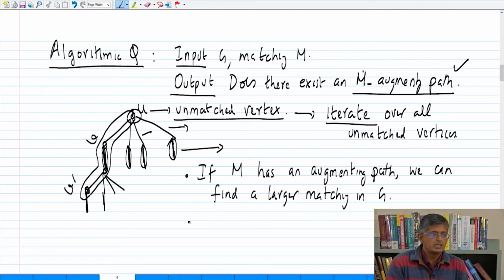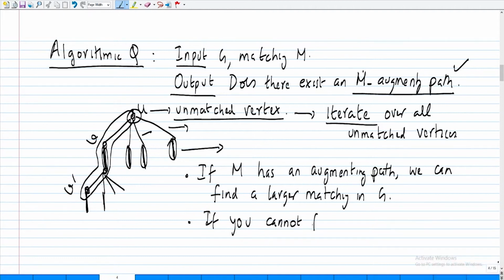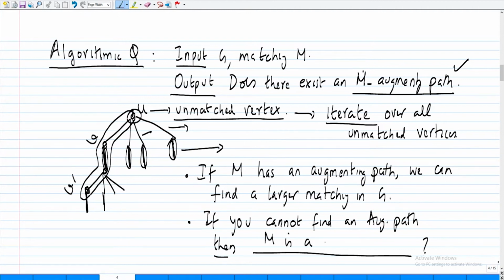Natural question. If you can't find one, what can you conclude? If you cannot find an augmenting path, then what can you conclude? Yeah, we will now conclude that M is a maximum matching.